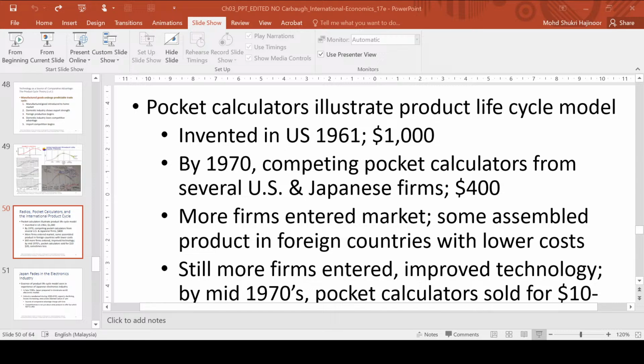Japan's phase in electronics. The essence of the product life cycle model is seen in the experience of the Japanese electronics industry. In the late 1980s, Japan was prepared to dominate the world electronic market. The industry weakened during 2000 and 2010.